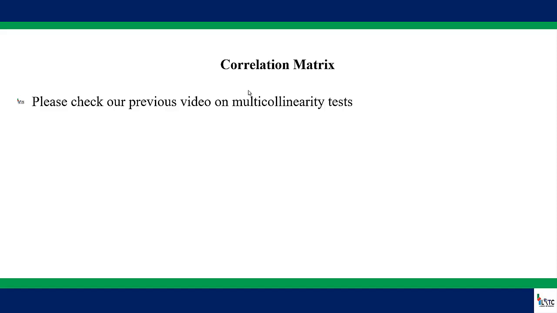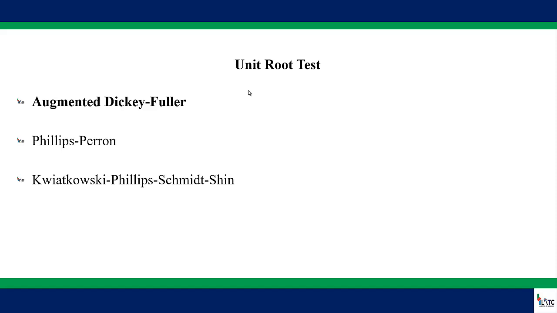Also, we have released a video on how to check for the problem of multicollinearity in any model. In fact, we discussed two major tests. The first is the correlation matrix, and the second is the variance inflation factor, VIF. Please check our channel for videos on multicollinearity test as well. But in this video, I will also show you how to perform multicollinearity, but I will not explain the results or how to address the problem because we have already done that in one of our videos. Next is the unit root test.